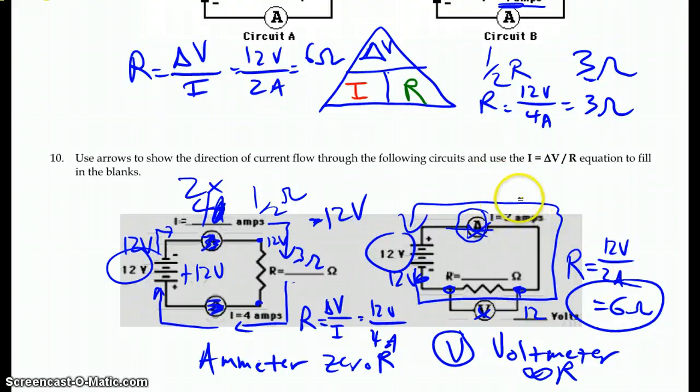Okay, so that's our first look at figuring out the different potential differences and currents and resistances in simple circuits. As we move on, we'll look at the energy that's changed, and we'll talk about the rate of energy change and power, and then we'll be able to actually look at combining multiple elements together into more complex circuits.